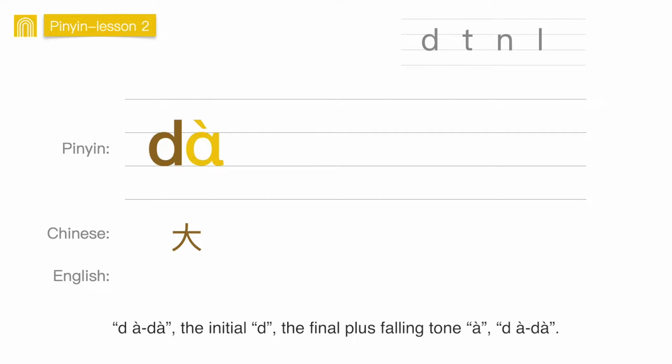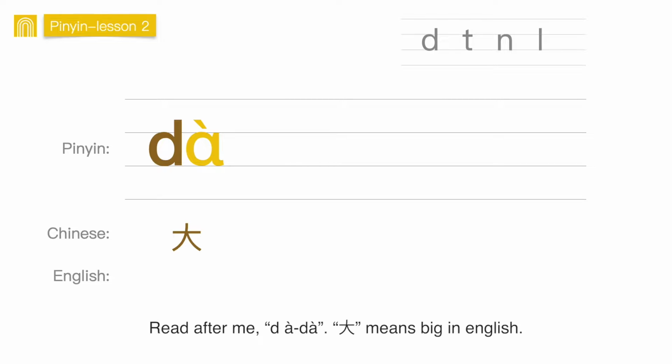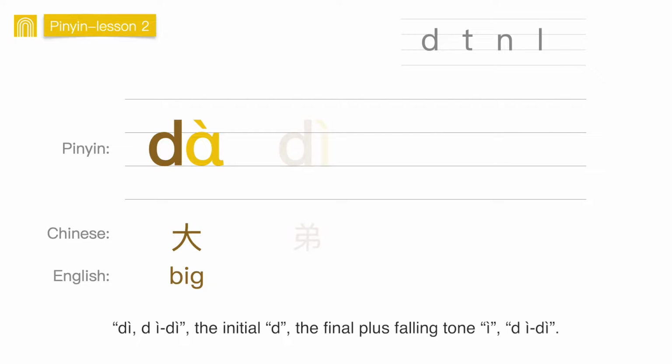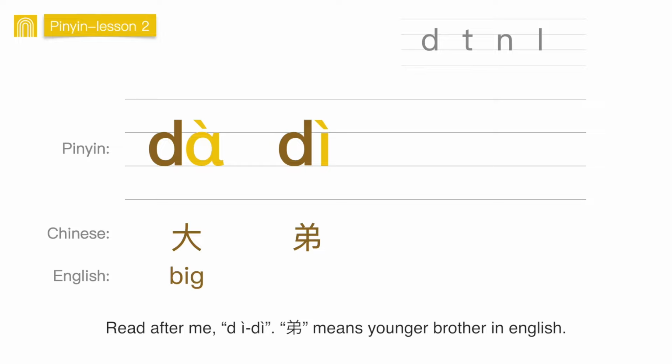D, A, Da. The initial, D. The final plus falling tone, A. D, A, Da. Read after me. D, A, Da. Da means big in English. D, E, De. The initial, D. The final plus falling tone, E. D, E, De. Read after me. D, E, De. Di means younger brother in English.